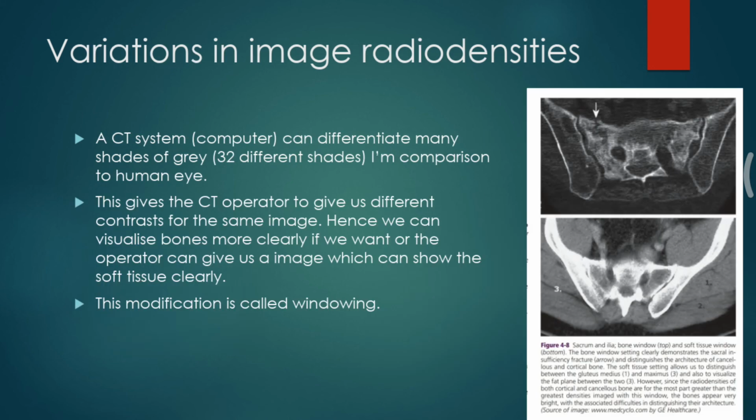Next, we will look into variations in image radio densities. The same CT scan which is taken can be given in different shades of gray. What contributes to this is that a CT system, that is the computer, can differentiate many shades of gray. It can differentiate up to 32 different shades of gray in comparison to the human eye, which can only differentiate 7 shades of gray. This allows the CT operator to give us different contrast for the same image.